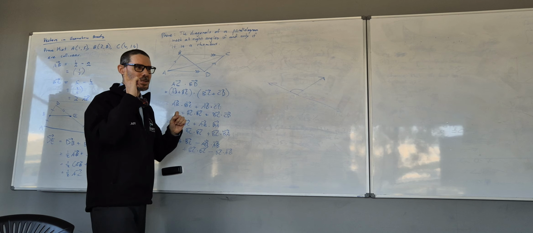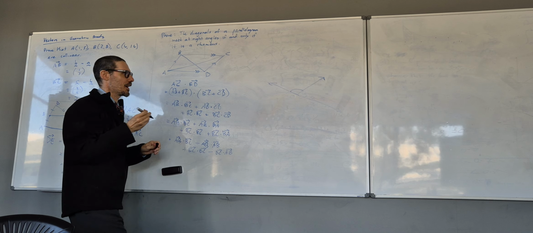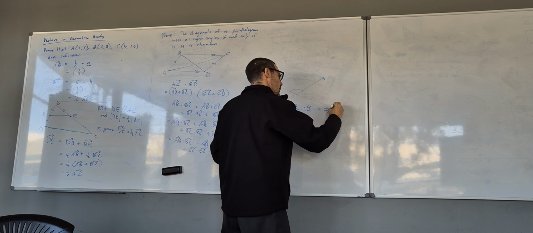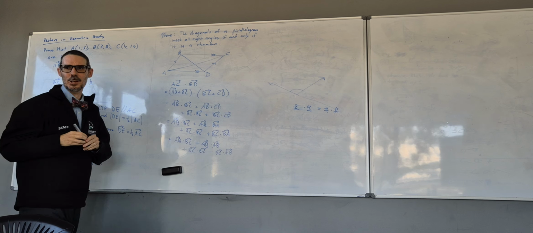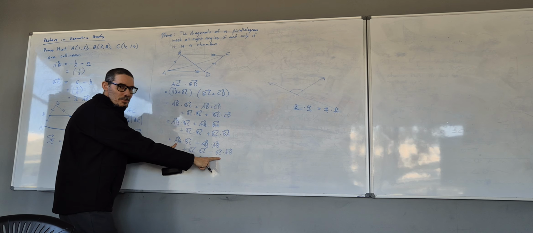But what doesn't matter is what order I list these in the dot product. I'll use a different letter. P dot Q is the same as Q dot P. There's nothing in the definition that tells me which order you do that in. That means this and this are the same.